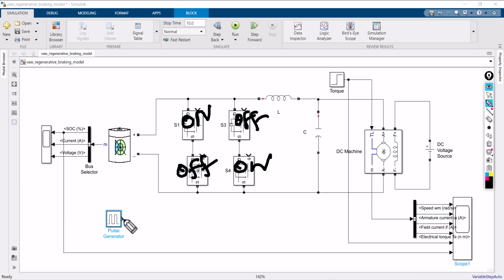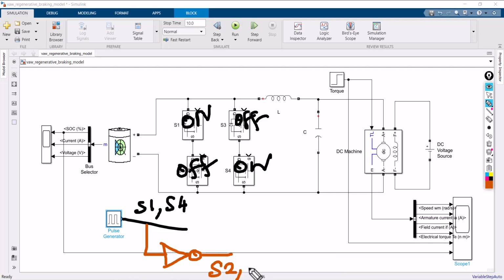See, I'm going to generate a pulse signal for S1 and S4. Then how to generate for S2 and S3? It's very simple. Take the invert of the signal. This will give you S2 and S3. That means if S1 and S4 is 1, this will be 0. If this is 0, this will be 1.